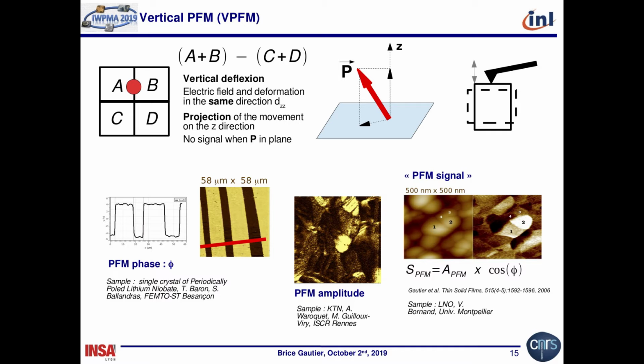So you can combine both informations and take the amplitude multiplied by the cosine of the phase, and you have some kind of mixed signal, which was formerly named the piezoresponse signal or PFM signal, and which mixes the two informations. So this one, the green one there, is in that direction, and green one may be like this, as green two is like this.